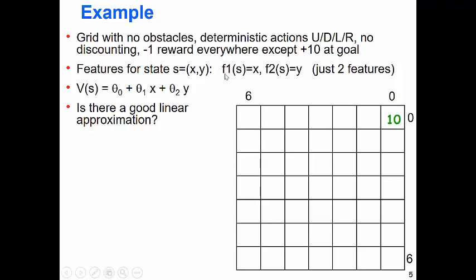Our features are going to be F1, which returns the x coordinate, 0 to 6, and F2, which returns the y coordinate. So 2 features. Our value function would be something like this. Is there a good linear approximation? Can we set these weights so that we get a perfect one, with no discounting? So the value of this state would be what?